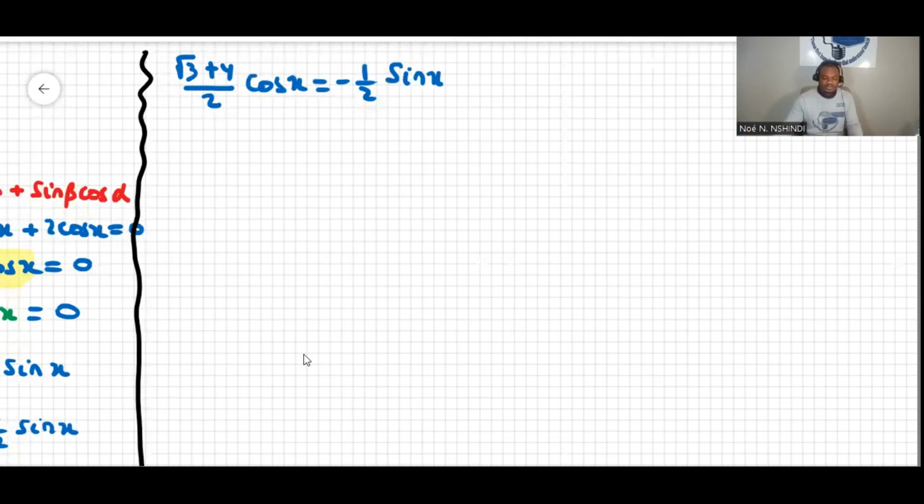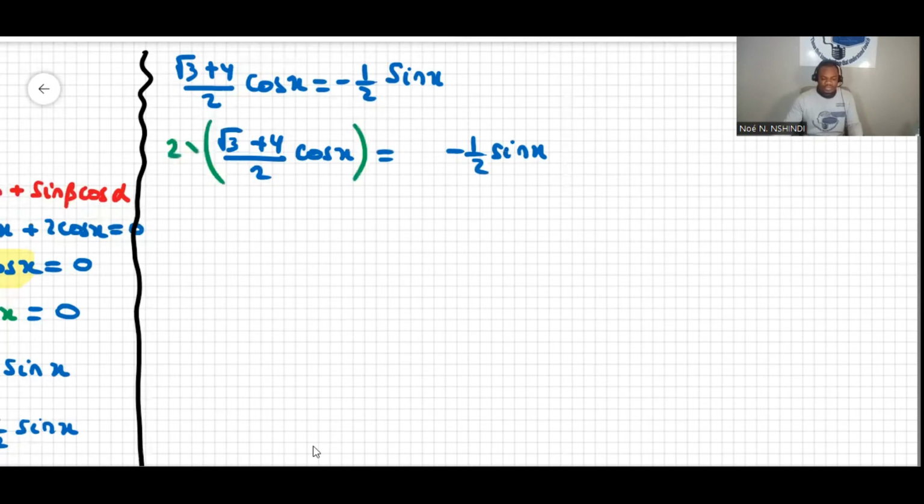Sin x. So I can again times we have this √3 plus 4 over 2, cos x equal to negative half sin x. If we times this part, I want to get rid of the denominator of 2. So if I times here by 2, I times there also by 2, we will get √3 plus 4, times cos x equal to negative sin x.